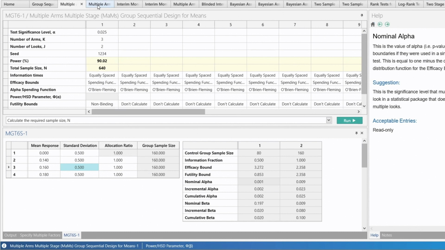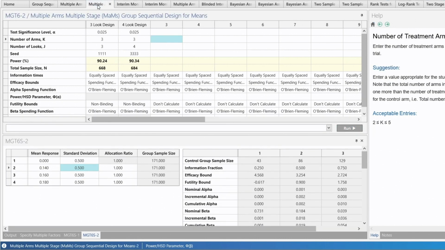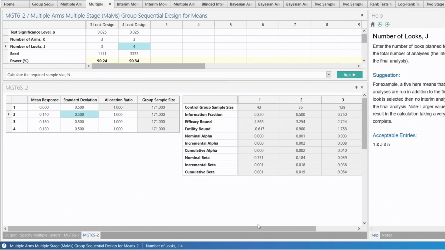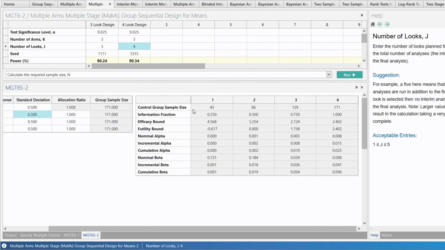Obviously, this can be easily extended to multiple arms and multiple looks. However, as you increase the number of arms and looks, the calculation time will increase as well. And so we have provided the 3-look design and 4-look design that are equivalent in this table here. You can see that the sample size has increased from around 640 to 668 for an equivalent 3-look design and 684 for an equivalent 4-look design. The side table on the left is the same, but you can see that as the number of looks increases, the number of interim analyses and columns in the GST table has increased proportionally as well.